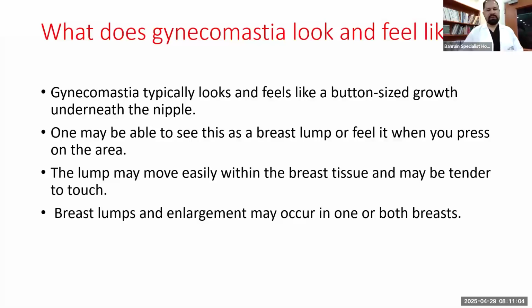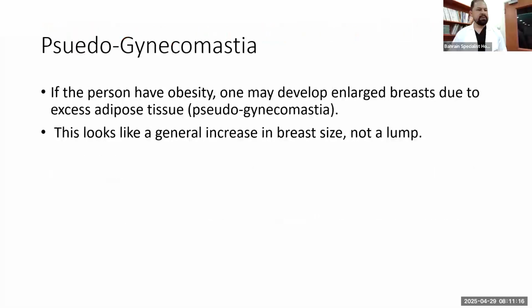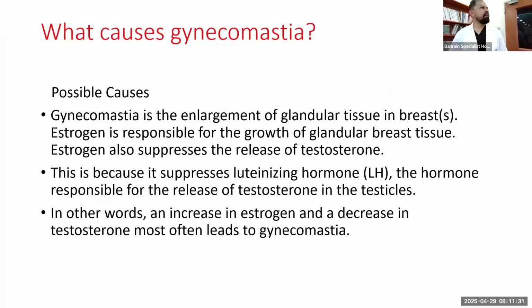One may be able to see this as a breast lump or feel it when you press on the area. The lump may move easily within the breast tissue and may be tender to touch. Breast lumps and enlargement may occur in one or both the breasts. In case of pseudogynecomastia, if the person has obesity, one may develop enlarged breast due to excess adipose tissue or overall fat. This looks like a general increase in breast size and not a lump.